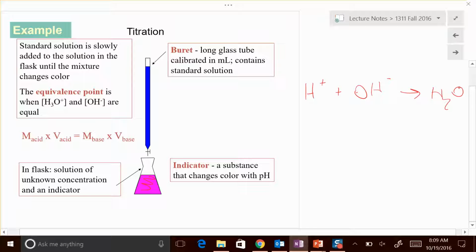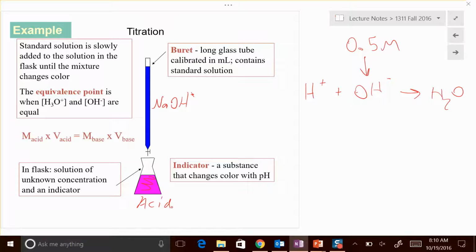an acid plus a base produces water. So if I have a known concentration of base, let's say it's 0.5 molar sodium hydroxide, and I put that into this burette right here. So the blue stuff, let's say, is the sodium hydroxide. It's the base, and this down here is the acid. It's of unknown concentration.